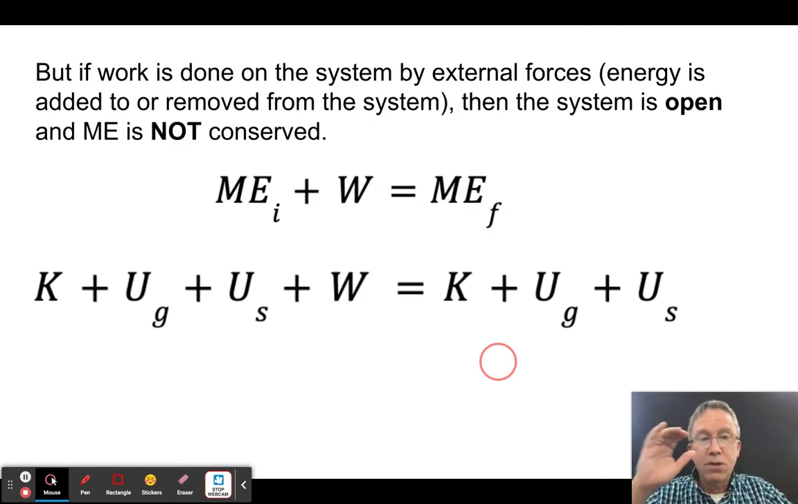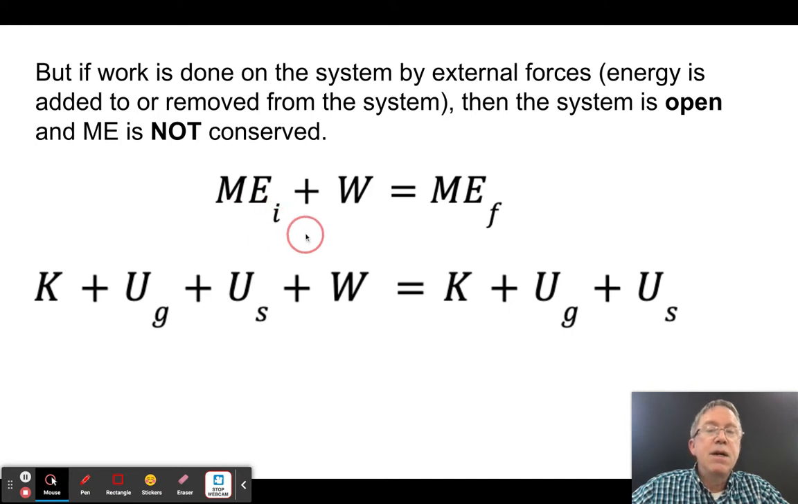But what if that's not the case? What if there are also external forces that are non-conservative forces acting on the system? In that case, our system is an open system, and that means the mechanical energy is no longer going to be conserved. I'm going to start with one amount of mechanical energy and end with a different amount. In this case, the mechanical energy I start with plus the work I do is going to equal the mechanical energy I end with.